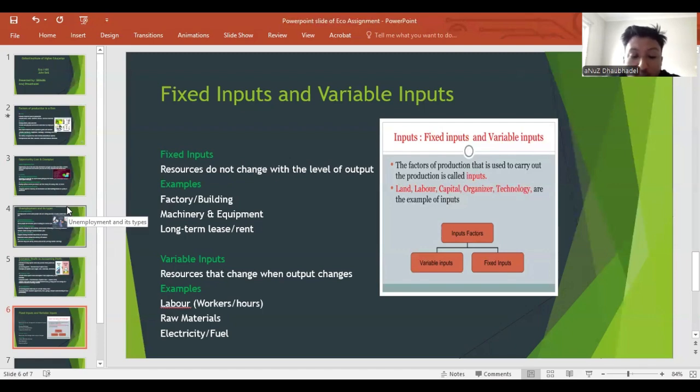So the three examples are labor. Firms can hire more workers or add more working hours when production rises. And raw materials: more materials are needed when producing more goods. And the final one is electricity or fuel. Energy use increases when machines run more to meet higher output levels.